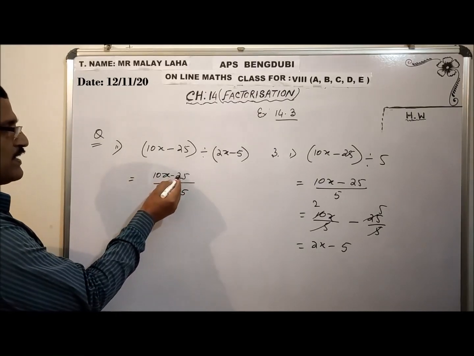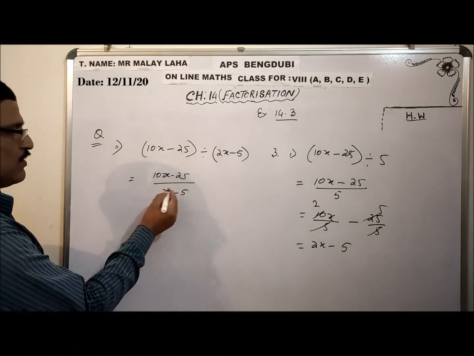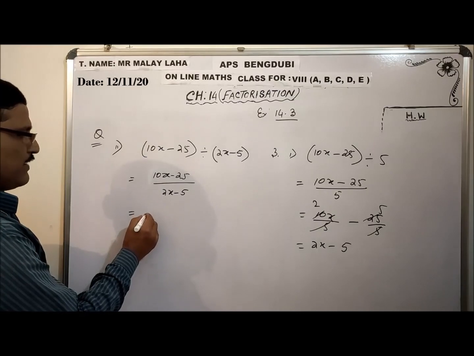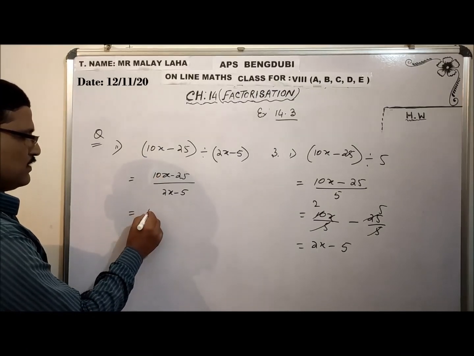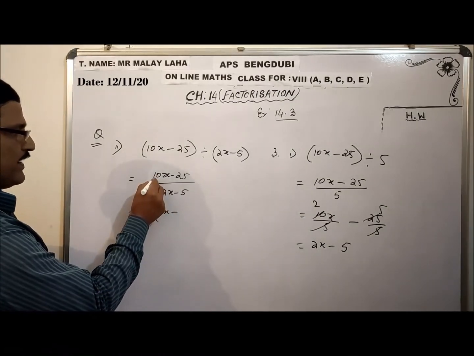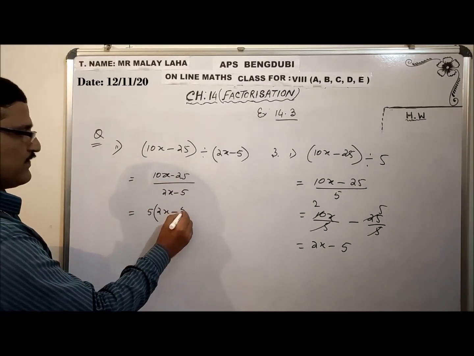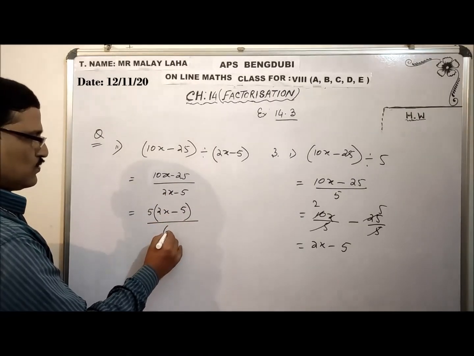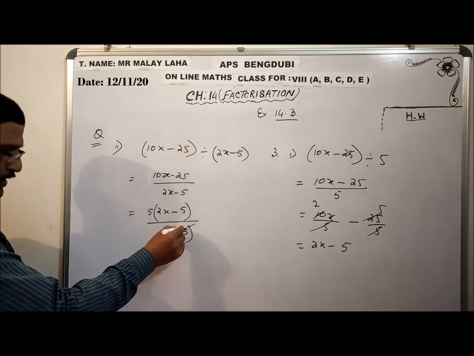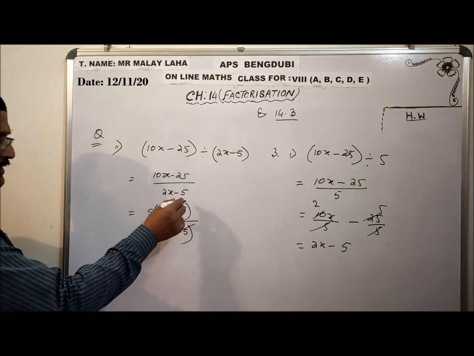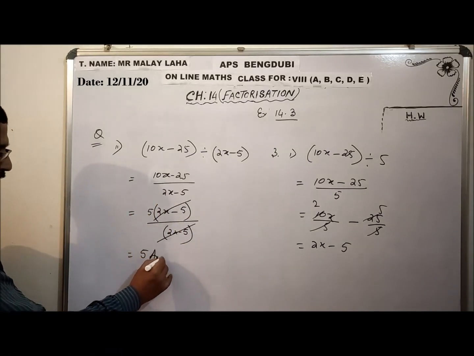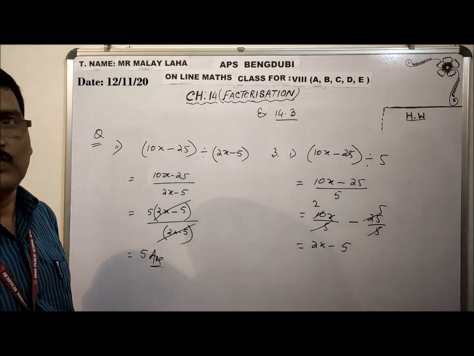Now what can we take common from the numerator and what can we take common from the denominator? If I take 5 common from the numerator, what I will get? 5 into 2x minus 5, divided by 2x minus 5. This 2x minus 5 together, not individual, together get cancelled with the numerator part. What is left out? 5 only. Answer. This is the procedure. Okay.